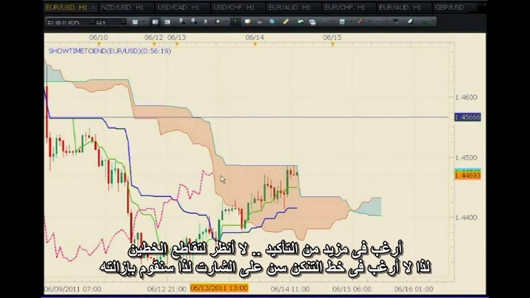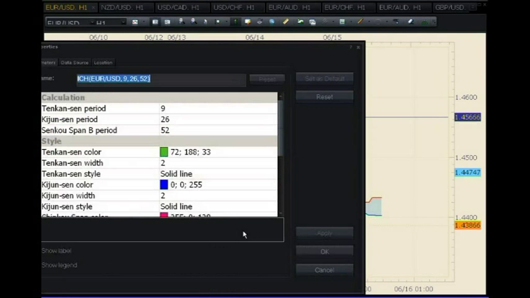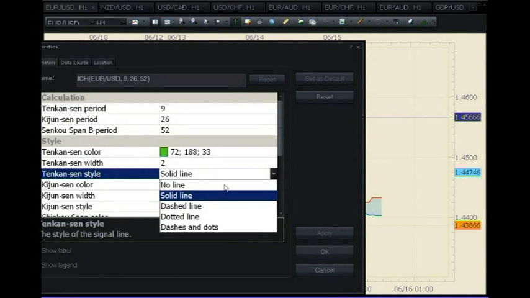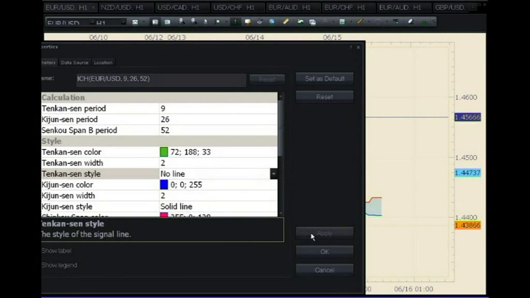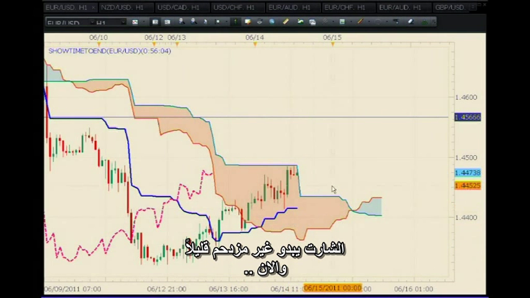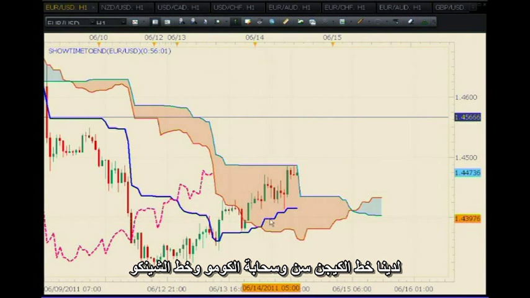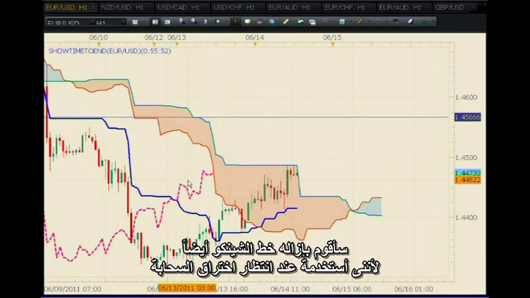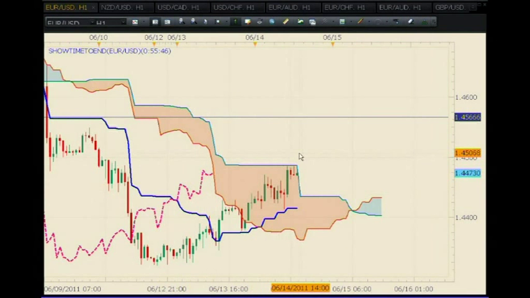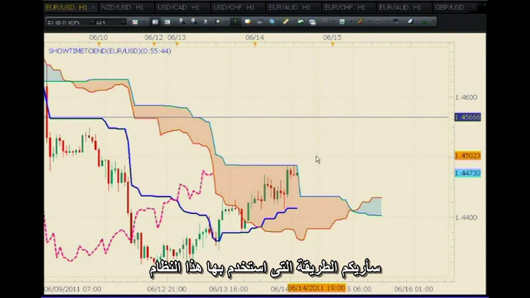So I like more confirmation, so I don't look at this cross, and I don't need the Tenkan-sen on my chart, so I'm going to remove that. Now it looks a little less busy, and now we have the Kijun and your Kumo with your Chikou span. Now I'm going to remove the Chikou span because I also don't use it when I'm looking at breakouts and the other ways that I trade this system that I'm about to show you.